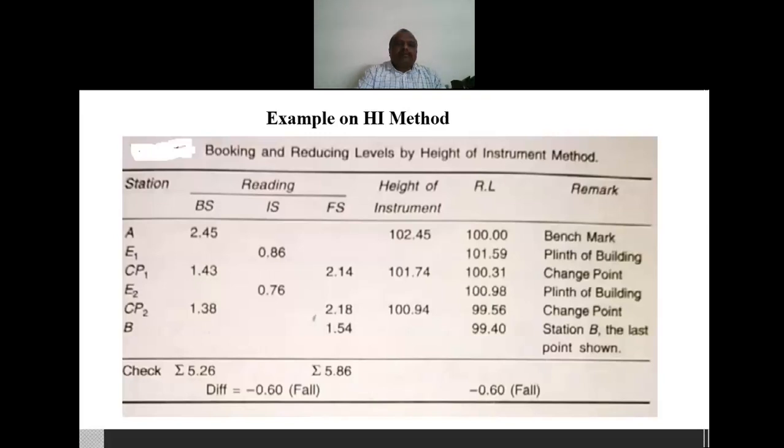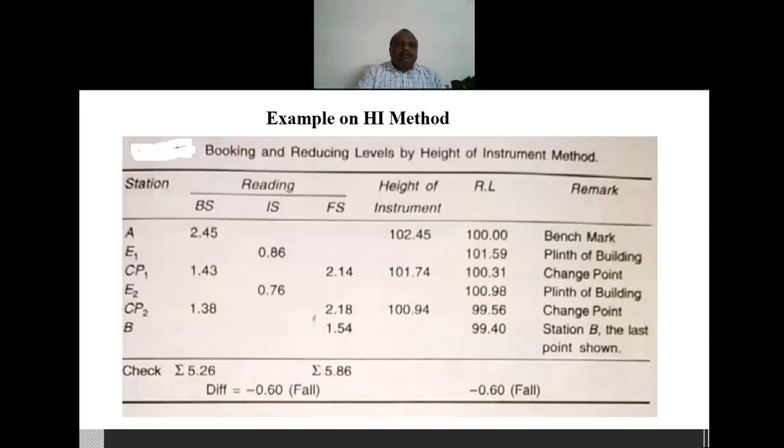Then the backsight should be entered in the third row itself. So once again, you should calculate height of instrument. Similarly, the same procedure should be followed till the RL of the last point.